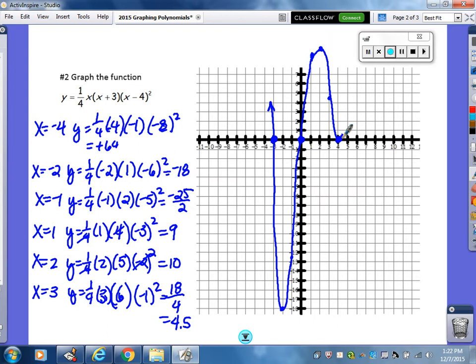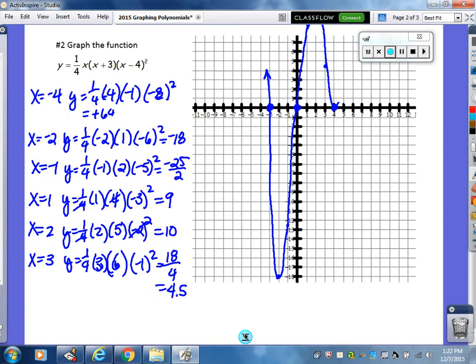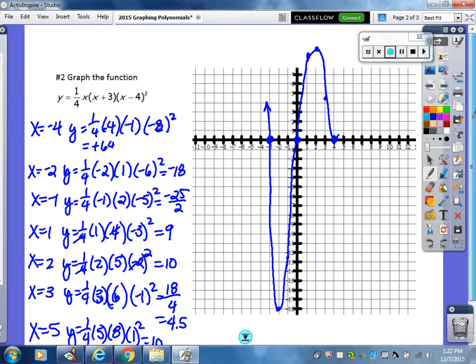Let's put in 5 and then we'll be done. Let's move it up a little bit, and I'll move back down. X equals 5. So y equals 1/4 times 5 times 8 times 1 squared. 1/4 of 8 is 2. 5 times 2 is 10. So we're back up at 10. Okay, so it's bouncing up. There we go. So there's our polynomial.